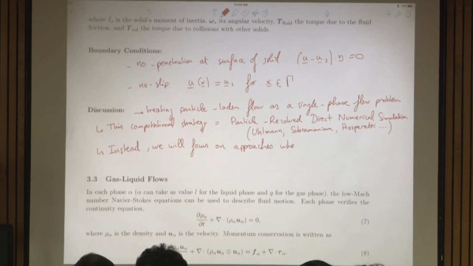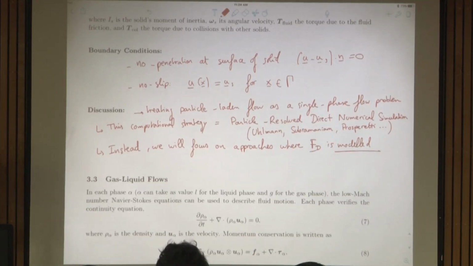So we will focus on approaches where the fluid-particle force is modeled. As a result, the cost will be less. Yes? When talking about the number of particles, will the volume fraction also be important? Simply based on particles? Yes.